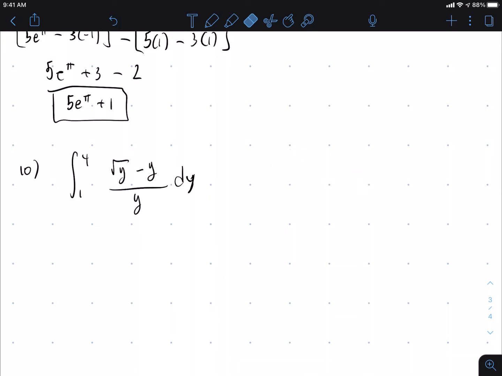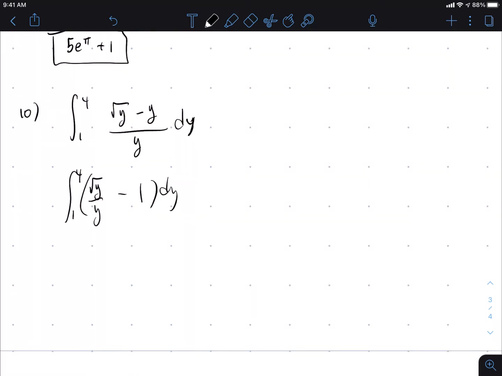All right, so we're going to break it up. Tell me how to break it up. Don't tell him, Daniel. Root y over y minus 1. Okay, that's cool. What can I do with the root y over y? Y to the half over 1. Okay.